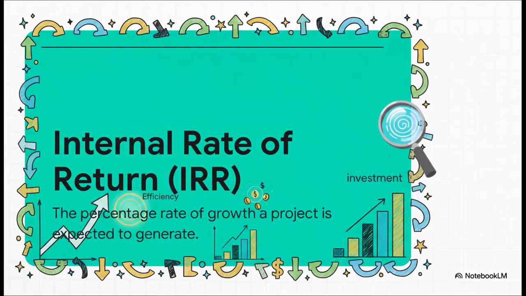Next up in the toolkit is the internal rate of return, or IRR. Think of this one as the project's own personal annual growth rate. It tells you how efficiently your investment is actually working for you. So while NPV tells you how much value you'll create in dollars, IRR gives you this nice, clean percentage that's perfect for comparing totally different kinds of projects.